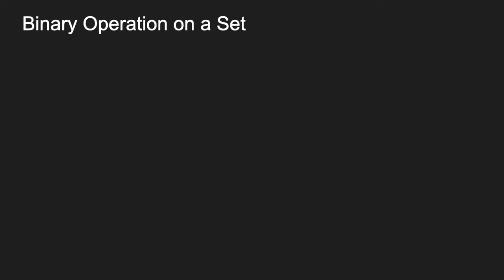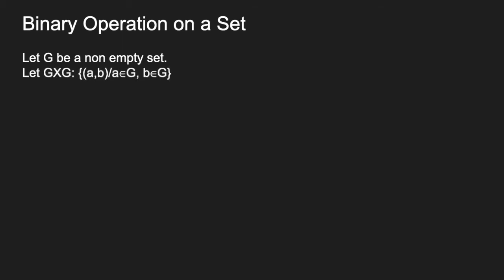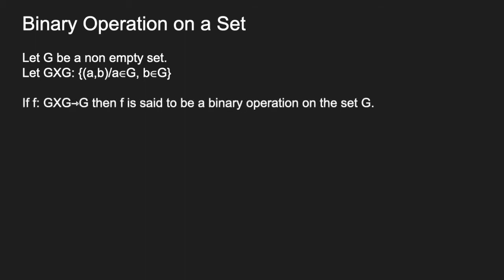First, let us discuss what is a binary operation on a set. Let G be a non-empty set. Let G cross G. We all know that it is a Cartesian product, the set of all (A, B) such that both A and B belong to G. Now if f is a function from G cross G to G, that means the domain is G cross G and the codomain is G. Now if it is a function, then it is said to be a binary operation on the set G.